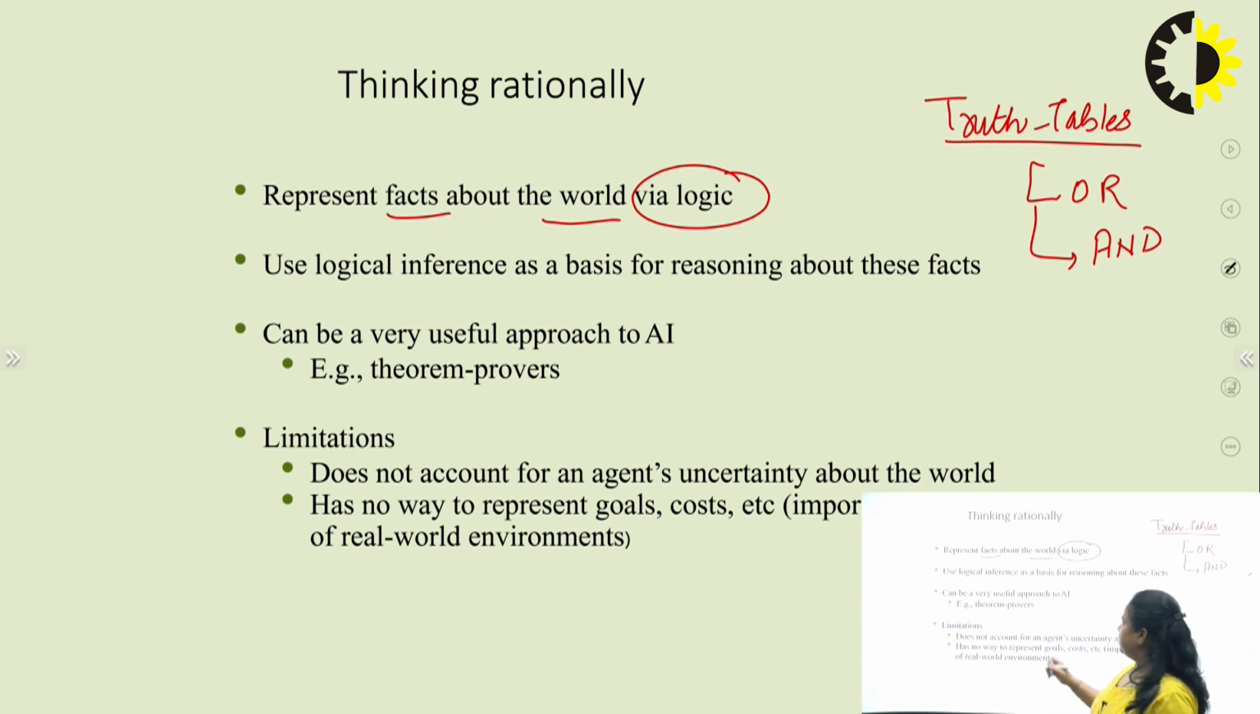Similarly, we can use very useful approaches of AI which are already based on certain theorems. But there are certain limitations: they do not account for an agent's uncertainty about the world, and they have no way to represent goals, cost, etc., which are important aspects of a real-world environment, right? So there are limitations in representing goals in terms of costing, and there is no way to generate accounts into the world and the system.